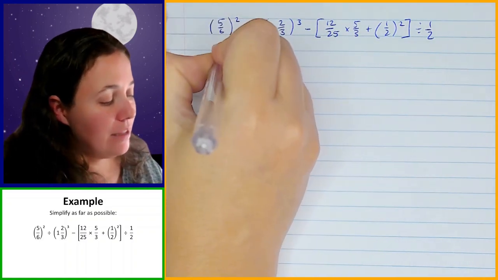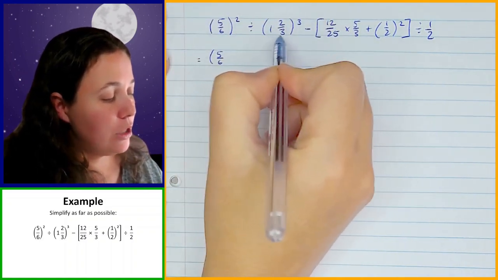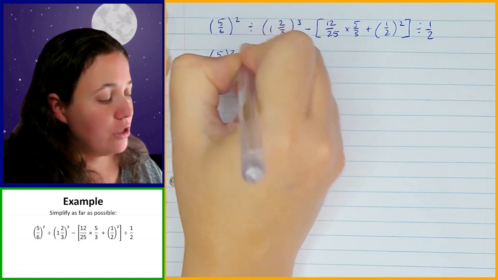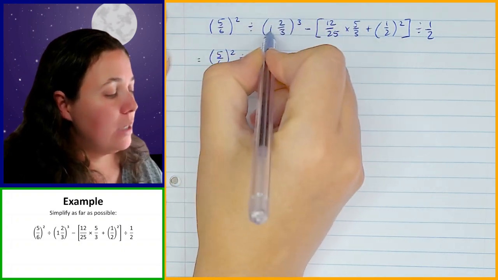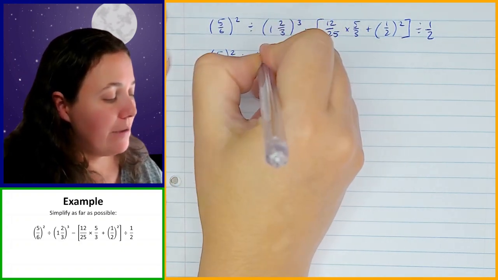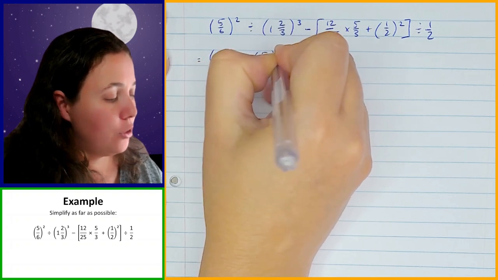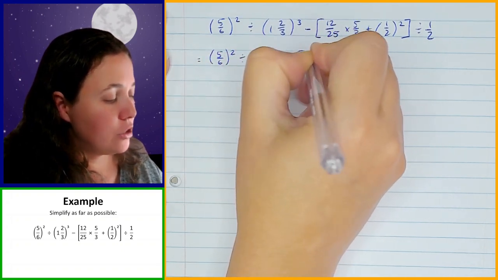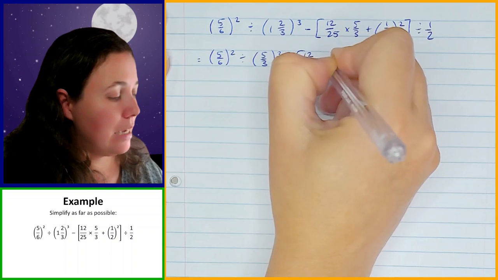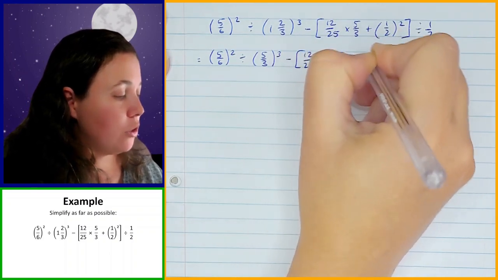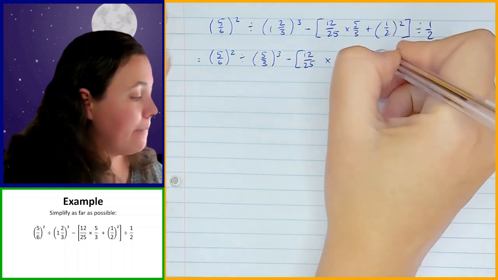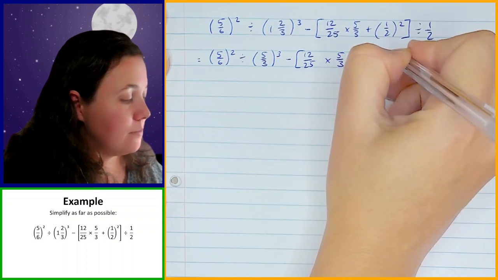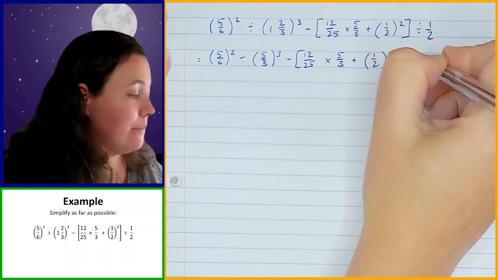So we're going to have everything else staying the same, except for this, which we're going to convert to an improper fraction. So 1 times 3 is 3 plus 2 is 5. So that's 5 over 3 cubed. And everything else is just going to stay as it is for now, because at the moment I'm just working on converting things to improper fractions, making sure that I don't have any mixed numbers left.